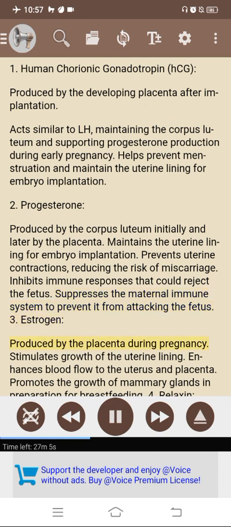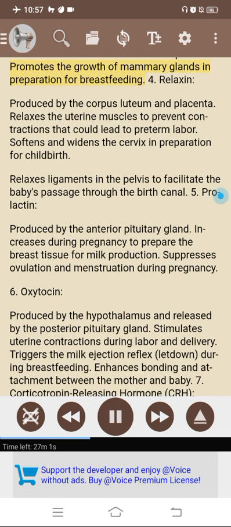3. Estrogen. Produced by the placenta during pregnancy. Stimulates growth of the uterine lining. Enhances blood flow to the uterus and placenta. Promotes the growth of mammary glands in preparation for breastfeeding.